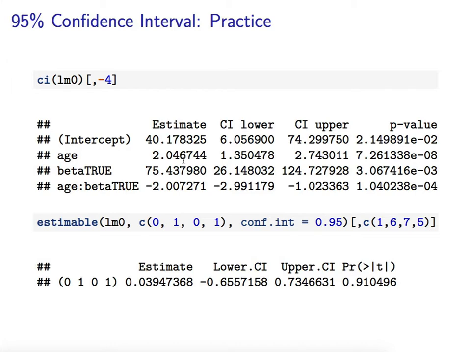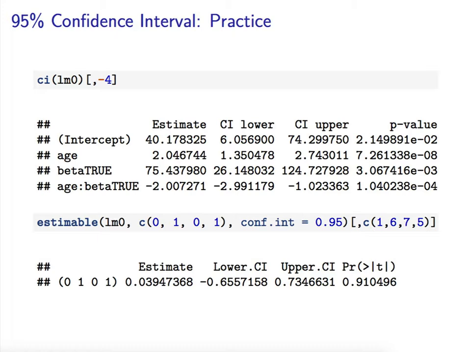for those estimates. But what we really want is not necessarily the slope for the untreated group, but we want the slope for the treated group. And that is going to be equal to age plus this interaction term, age by beta. So another useful function to do this is the estimable function. It's also from the gmodels package. And we just need to supply it with our linear model and the values for the coefficients.